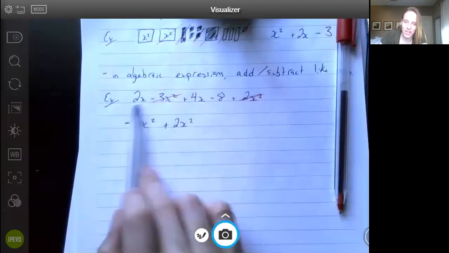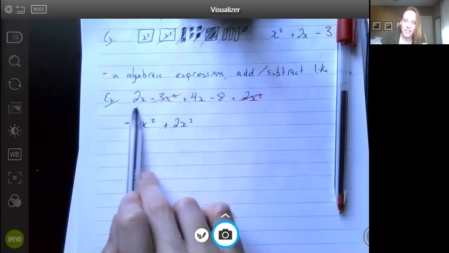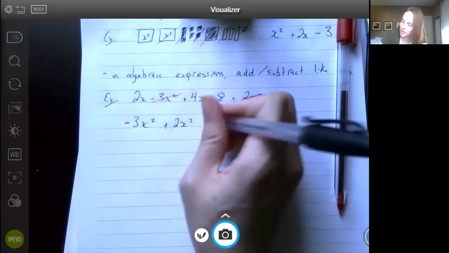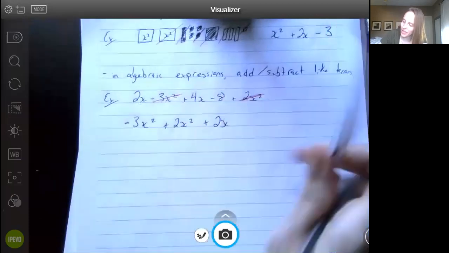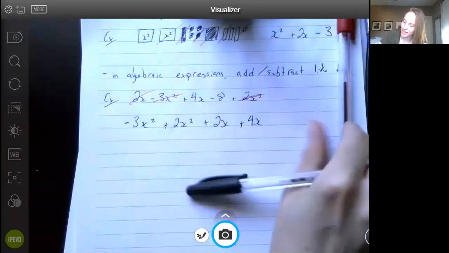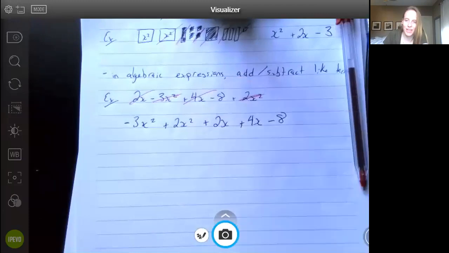Again, doesn't matter which x I put next, but I usually start with whichever one's already closer. This is a positive 2x, so I will do plus 2x. Then my plus 4x, and then at the very end, my constant, the minus 8.